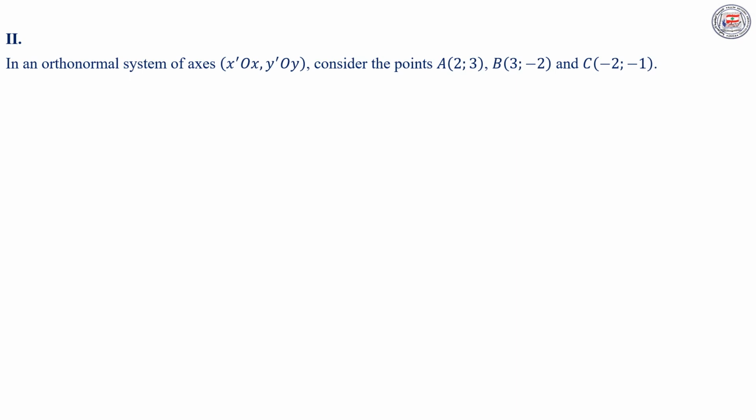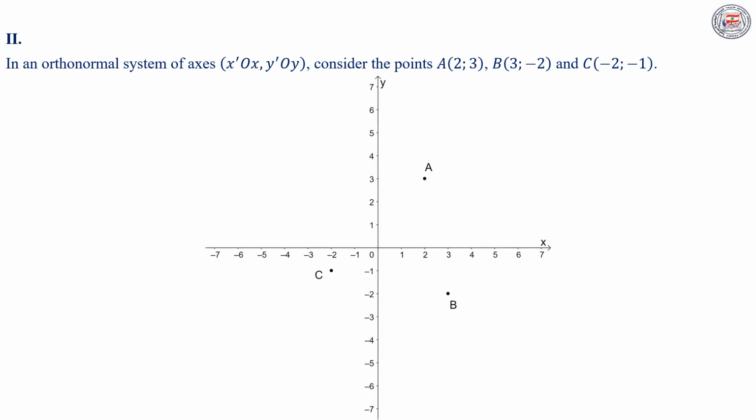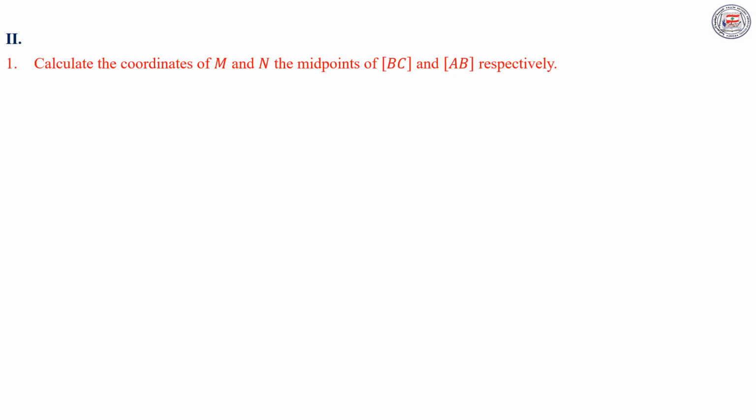In the second exercise, in an orthonormal system of axes x'Ox, y'Oy, consider the points A(2, 3), B(3, -2), and C(-2, -1). And here is the representation of the locations of the points A, B, and C. In part 1, we have to calculate the coordinates of M and N, the midpoints of BC and AB respectively.